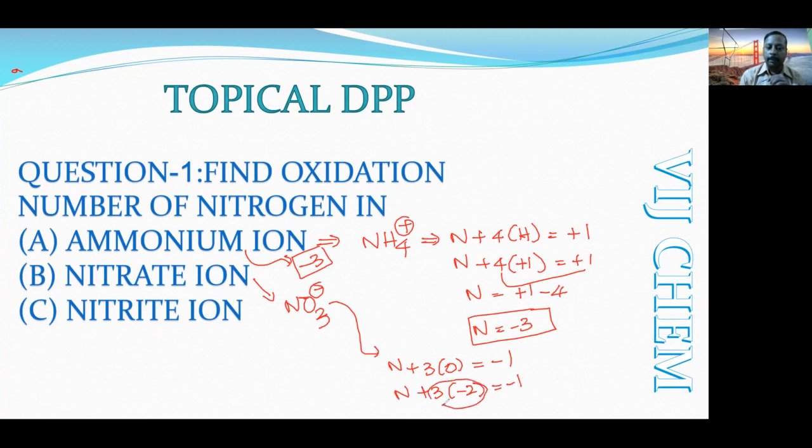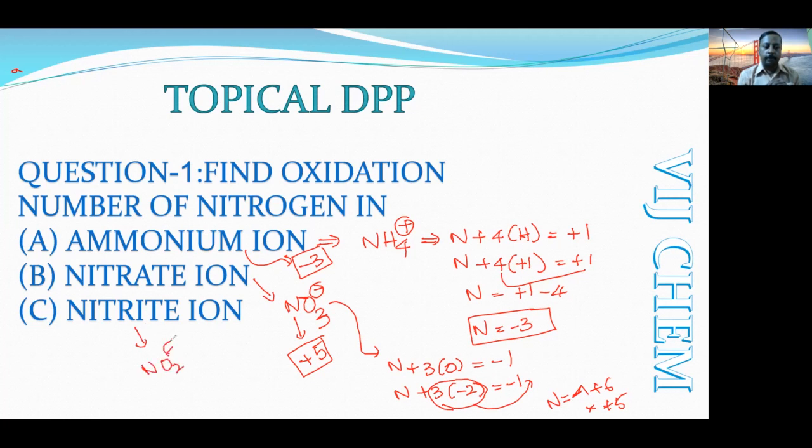So this -6, if it goes to this side, will be +6. Okay, -1 and +6, how much will we get? +5. So the oxidation number of nitrogen in nitrate is +5. Okay, and now I will tell you the formula of nitrite.